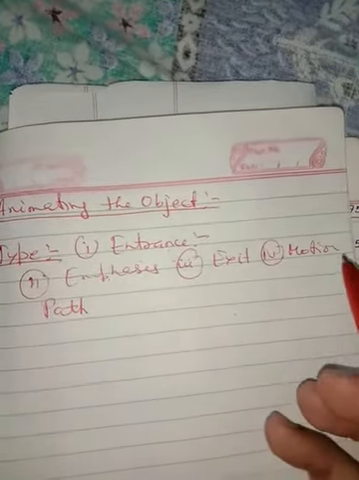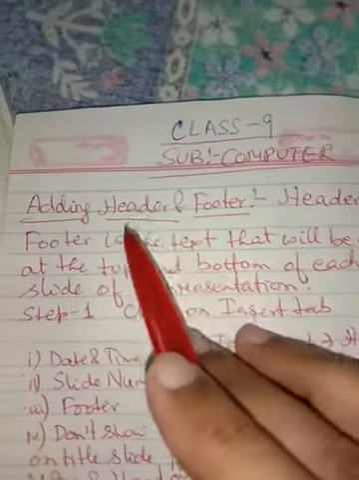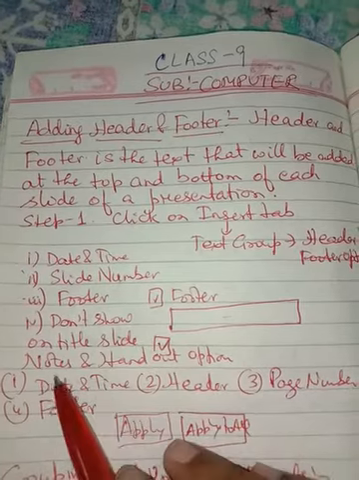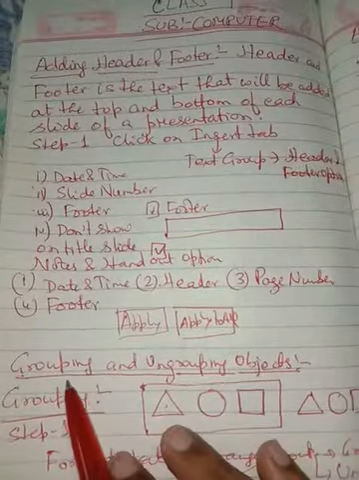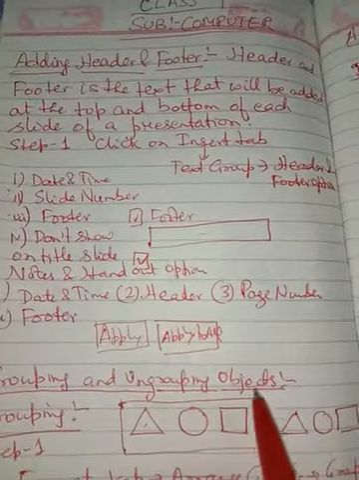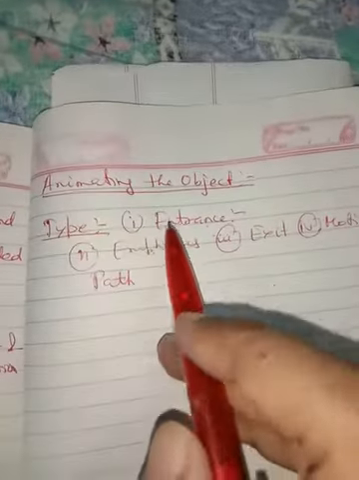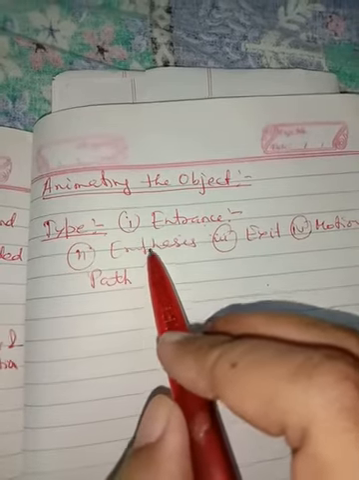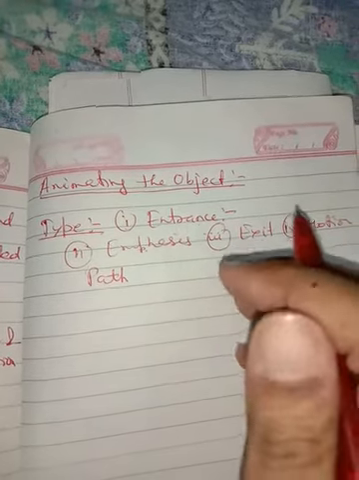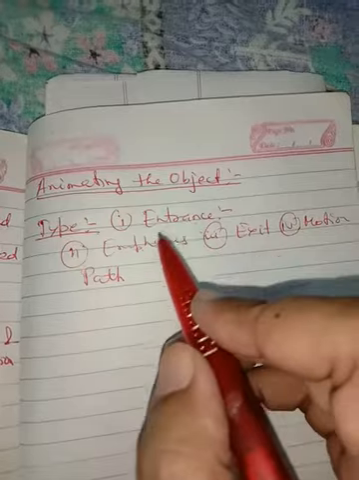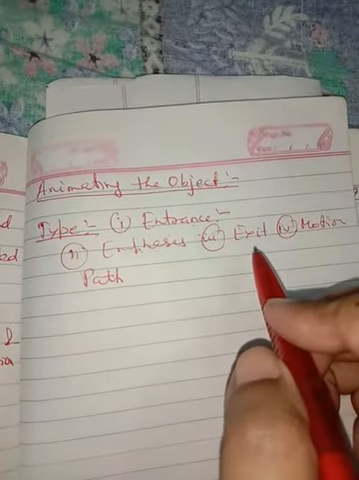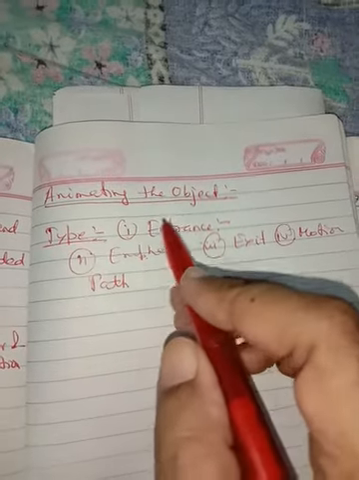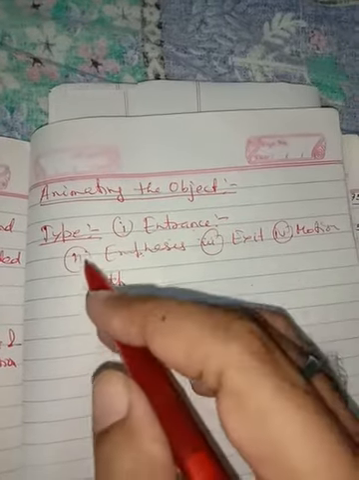So students, in this video we have discussed how to add header and footer, the notes and handouts options, how to group and ungroup the objects, and what animating the objects is. We also covered the different types of animations: entrance, with the different options or commands available in it, emphasis, exit, and motion path. We will be discussing these animation options later in the next videos.